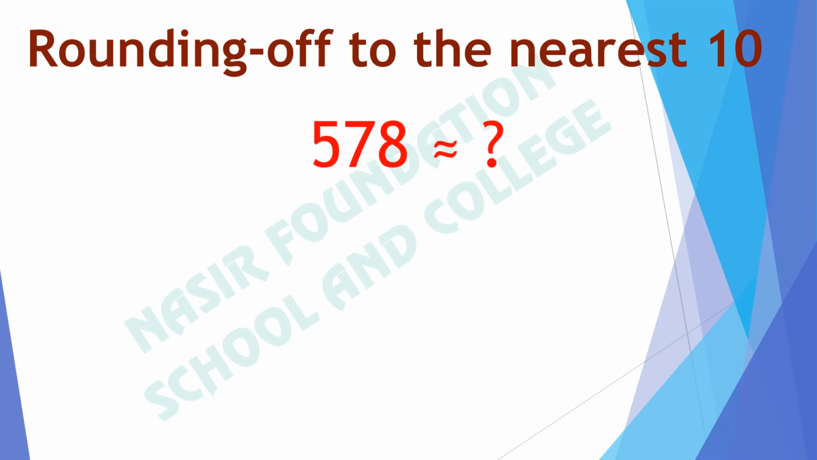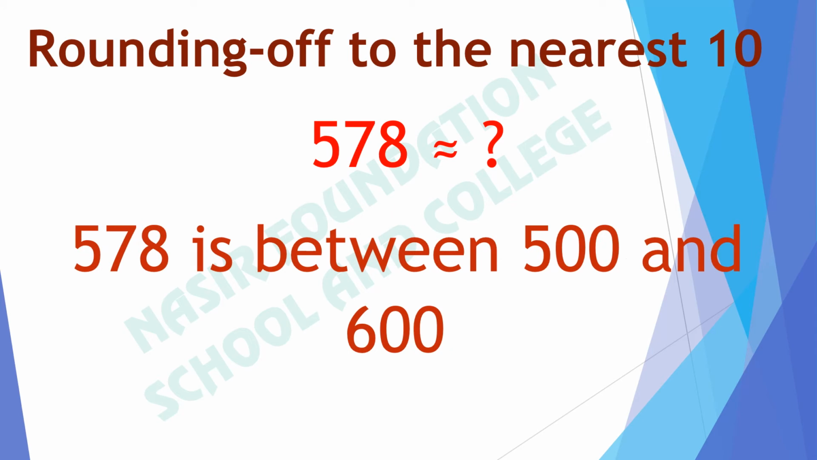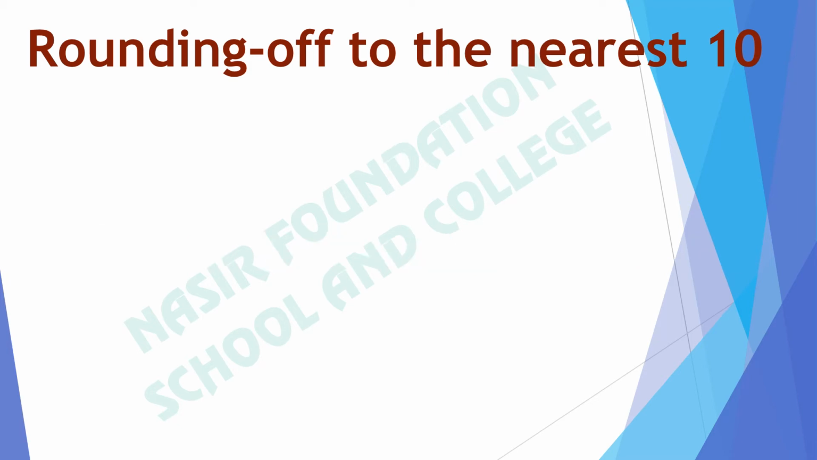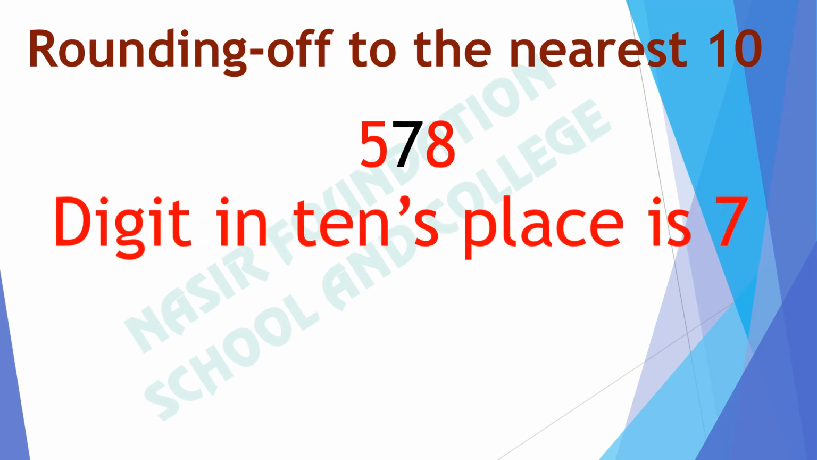578 is the next number. As we can see, 578 lies between 500 and 600. 578 is greater than 500 and less than 600. So we will see the digit in its tens place, and that is 7. And 7 is greater than 5.